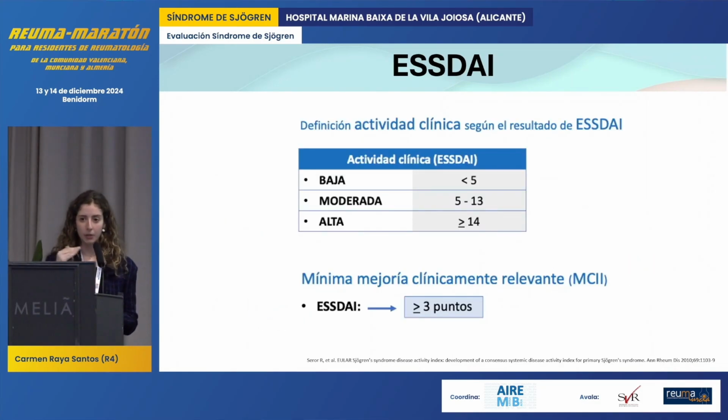All right, and indeed, we have this graded, okay? Depending on whether the activity is low, moderate, or high. Low would be below 5, moderate between 5 and 13, and high is 14 or above, okay? But in addition, improvement has also been defined as clinically relevant, and it has been defined as such with an improvement of 3 points or more.